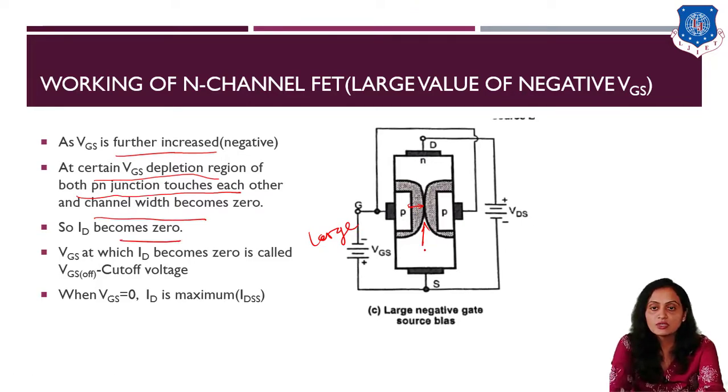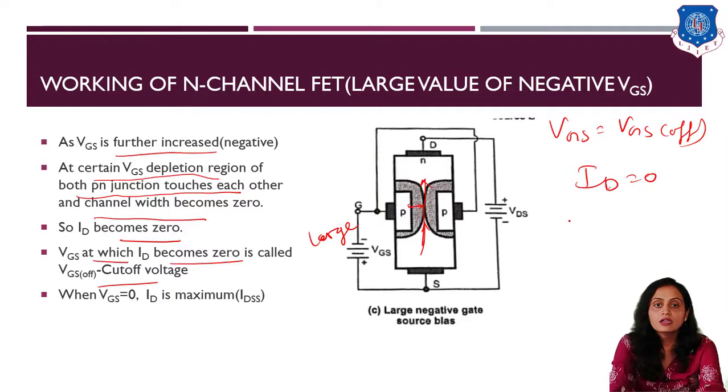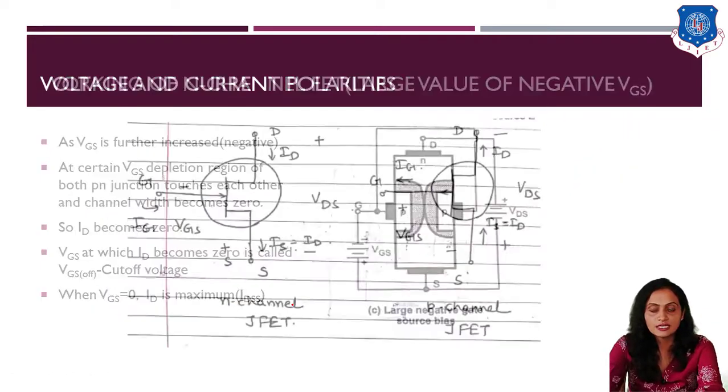So ID becomes 0 because no carrier will be able to move from here to here. And the VGS at which ID becomes 0 is called VGS off. So ID is 0 and this VGS is called VGS off, which will stop the current from flowing. And when VGS is equal to 0, ID is maximum. That was the first case.